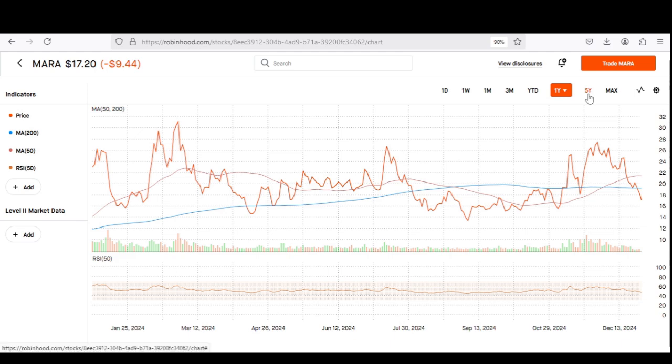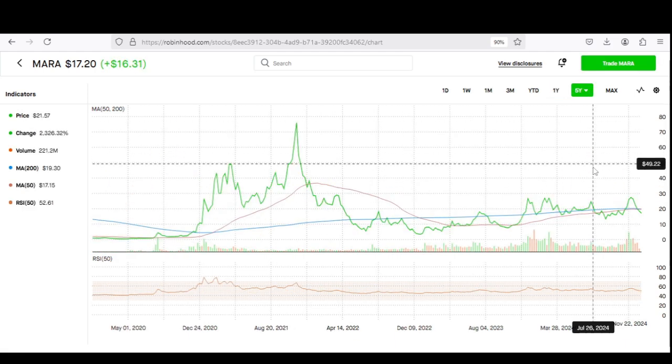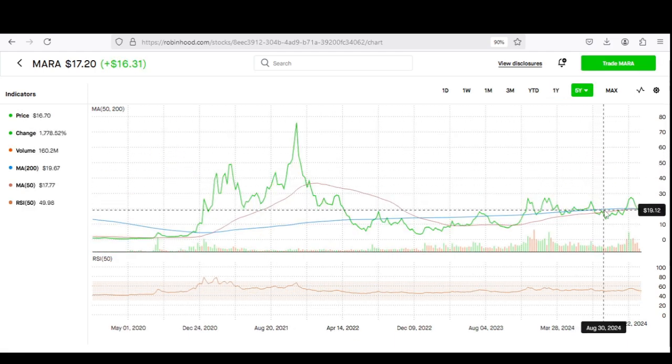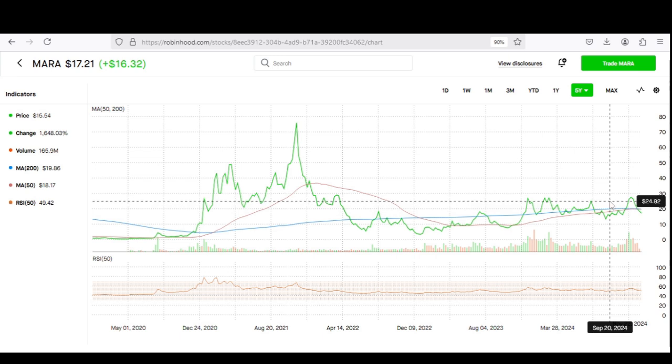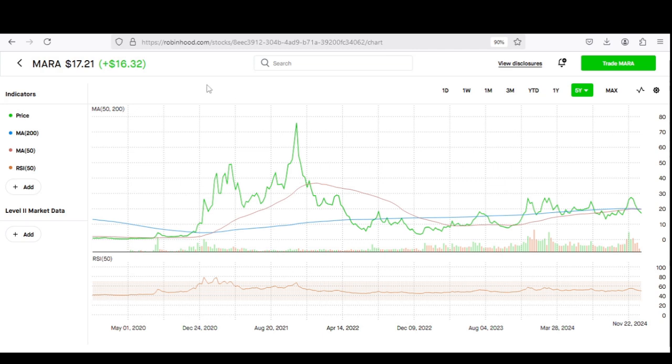If you were to go out to the 5-year, you're going to see the same thing again. Once again, that blue line is very important. So if we go down right here, you're going to see there's a clear support right here. And this is up from 2022. We're not going to go back further past that. And if you go to the top, you're going to see the resistance, $24, $25. So once again, that's how I know where Mara is trading.